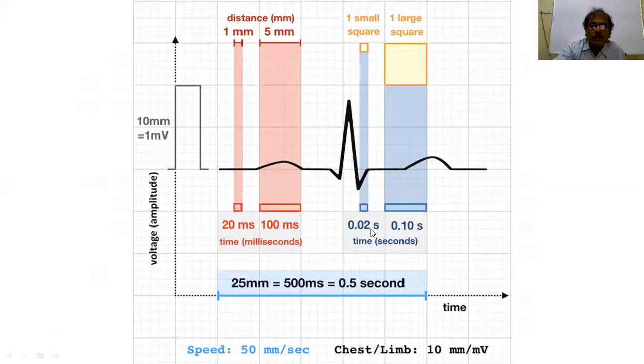So what happens when we take speed at 50 millimeter per second? You see the 1 millimeter distance is covered in 20 milliseconds. In 25 speed, it is covered at 40 milliseconds. Now the 5 millimeter distance is covered in 100 milliseconds. That means this is also reduced.